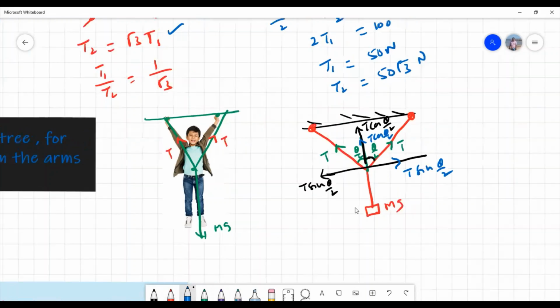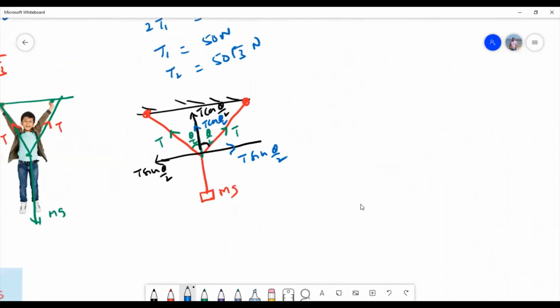From the equilibrium, again, we can see that the T sin theta by 2 components cancel because they're equal and opposite. Only the upward force and downward force remain. What is the upward force there? 2T cos theta by 2 is equal to mg. Because the T sin theta by 2 components are opposite, they cancel, and these two are balanced. So from this I understand that T is equal to mg by 2 cos theta by 2.